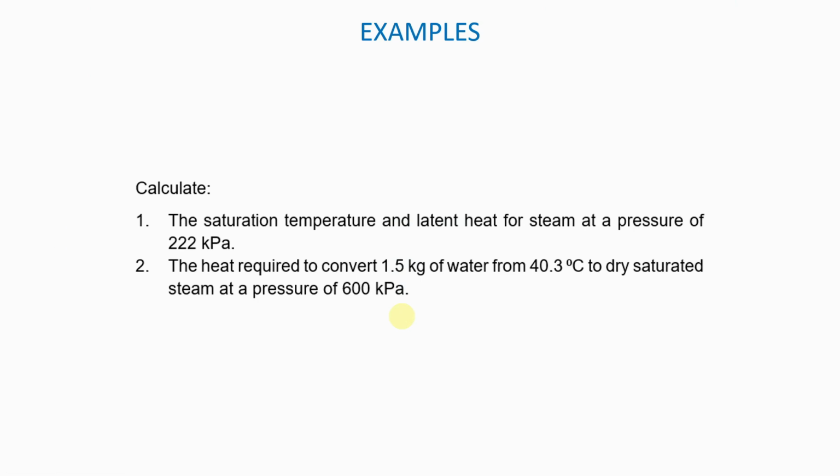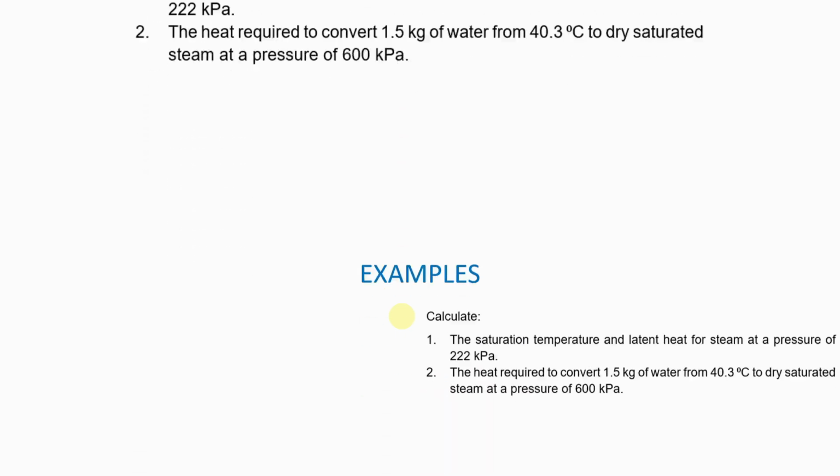Let us look at one last example. Question number 1: calculate the saturation temperature and latent heat for steam at a pressure of 222 kilopascals. Question number 2: the heat required to convert 1.5 kilograms of water from 40.3 Celsius degrees to dry saturated steam at a pressure of 600 kilopascals. Okay, so let us do this question.